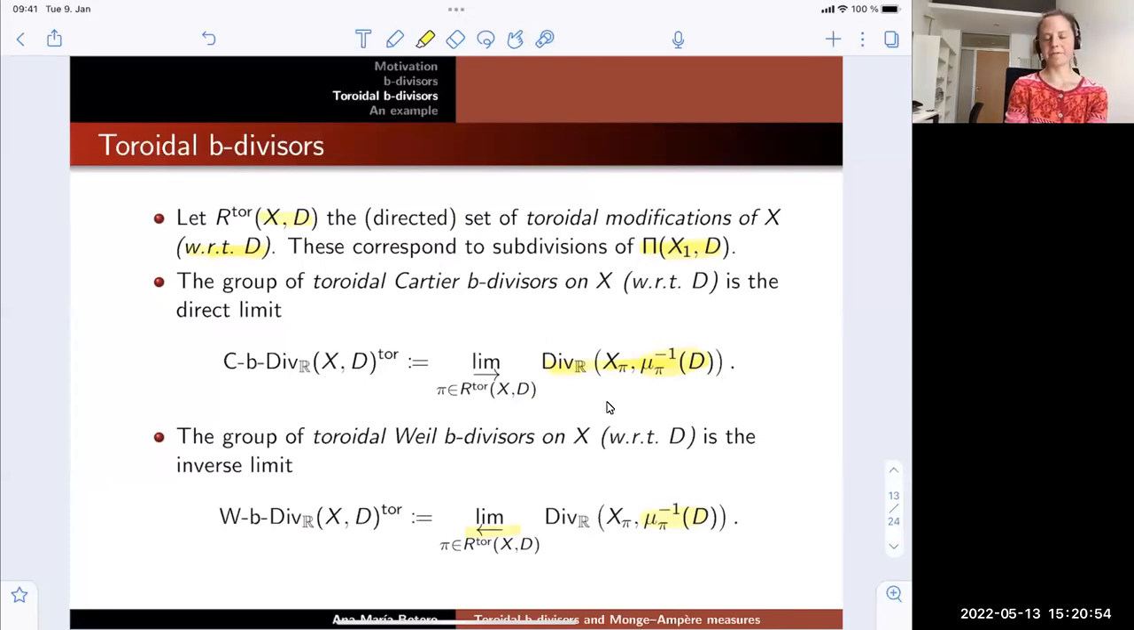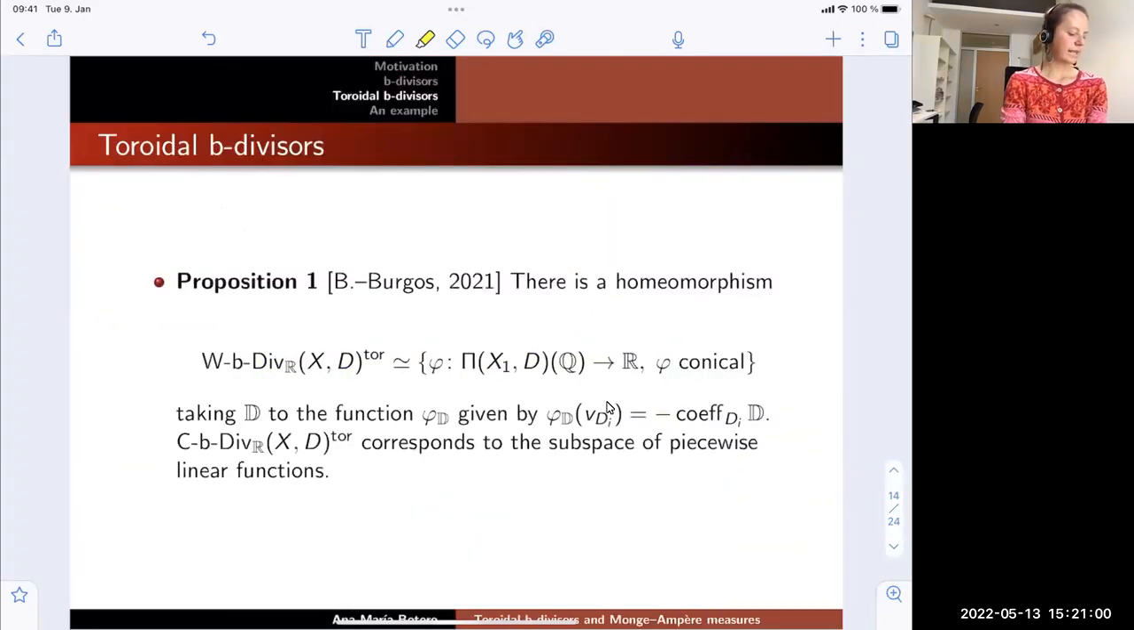And so the first result I'm going to state is a characterization of toroidal b-divisors. And so there is a homeomorphism between the space of toroidal b-divisors with respect to the given toroidal structure and the space of conical functions on the set of rational points of your polyhedral complex.